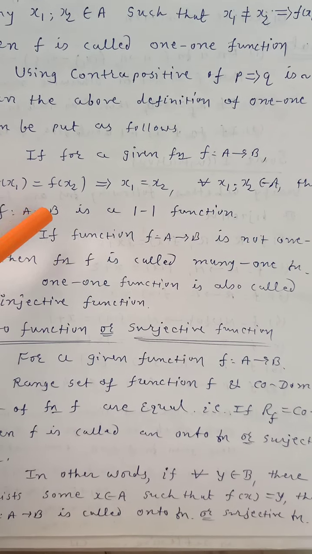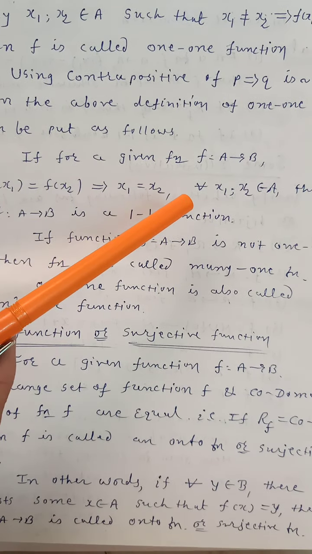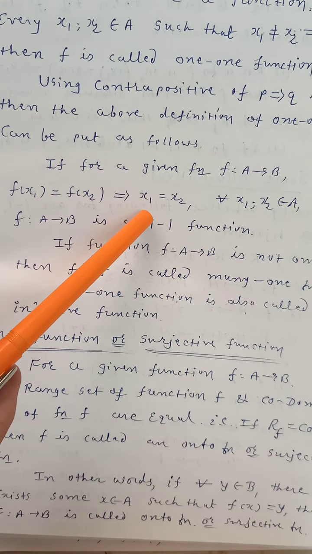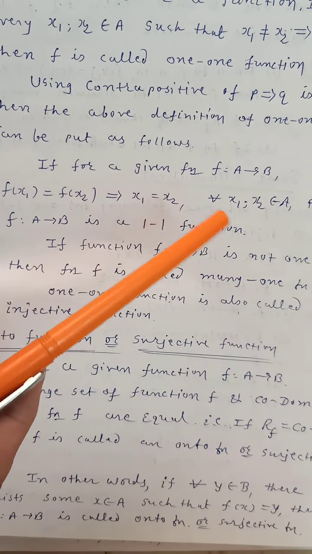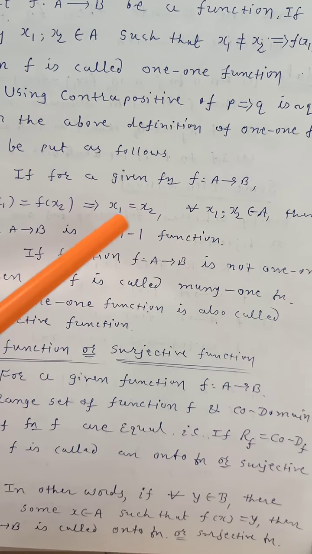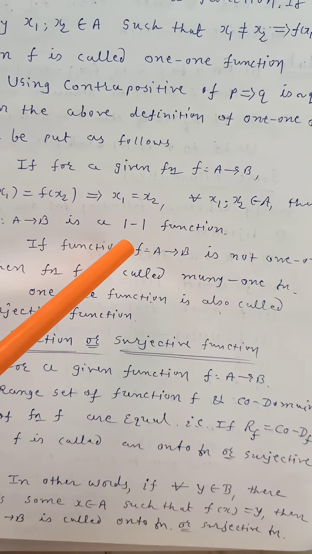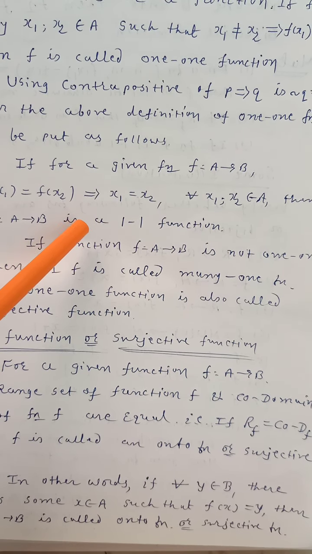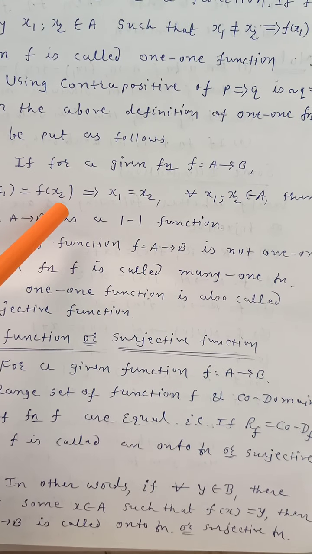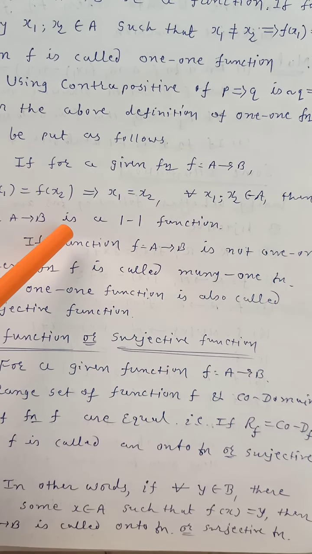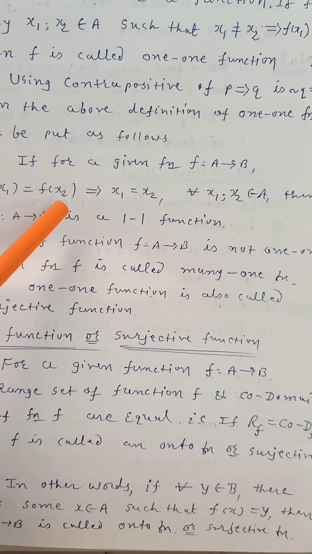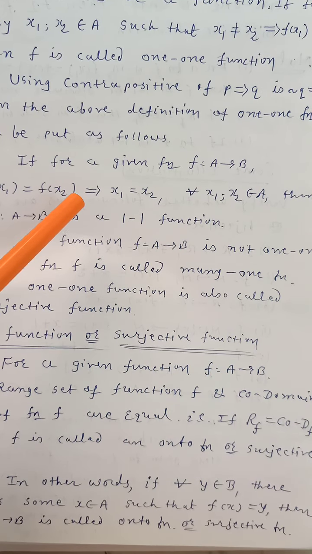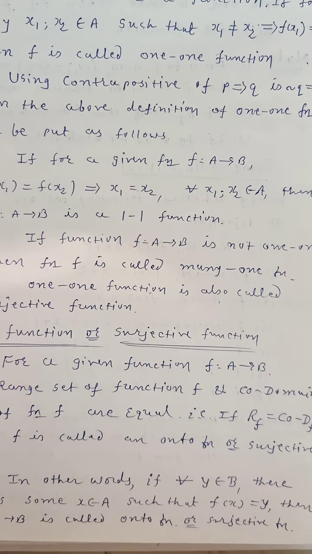See the definition. If for a given function f from A to B, f(x1) equal to f(x2) implies x1 equal to x2 for every x1, x2 in A, then f is called a one-one function. This is the definition, and by using it we check examples for how a function is one-one. If the condition f(x1) equal to f(x2) implies x1 not equal to x2, then we say it is not one-one, meaning many-one function.